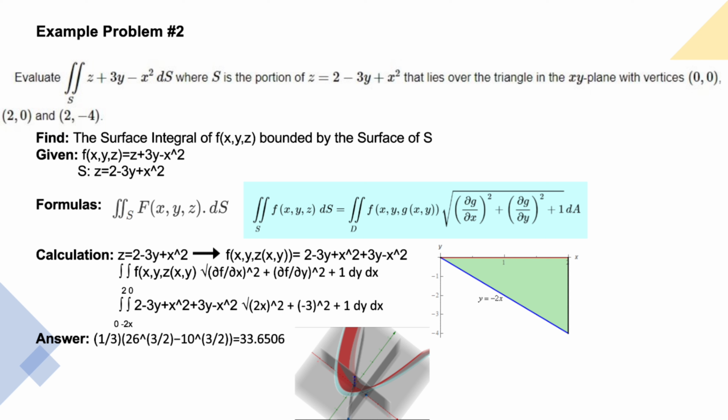Given the vertices, we can draw a graph of where the region lies. We obtain the boundaries of negative 2x to 0 and 0 to 2. When integrating, we get an extensive answer of 26 to the power of 3 halves over 3 minus 10 to the power of 3 halves, which equals 33.6506.